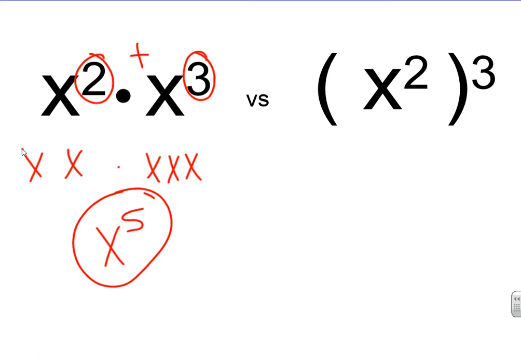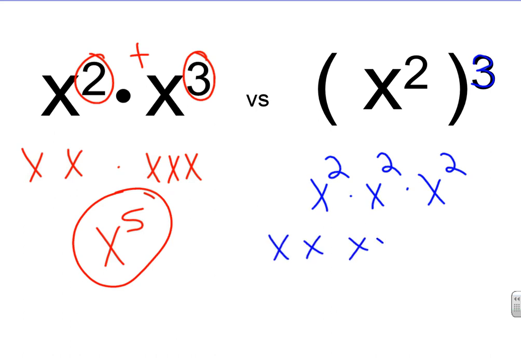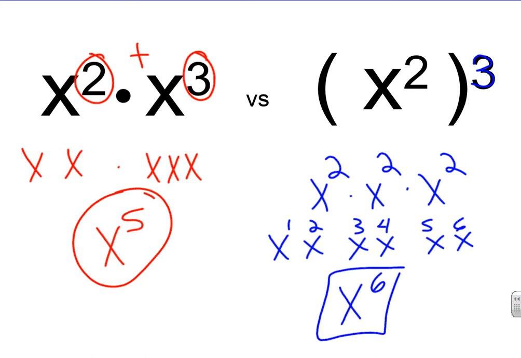The new stuff is where I have x squared to the third power, which means I actually have x squared times itself 3 times. Well, if I write that out, x, x, x, x, x, x, I have 1, 2, 3, 4, 5, 6. So that gives me x to the 6th power. So in the end, whenever you have a power to a power, you multiply the powers. 2 times 3 gives you x to the 6th power.